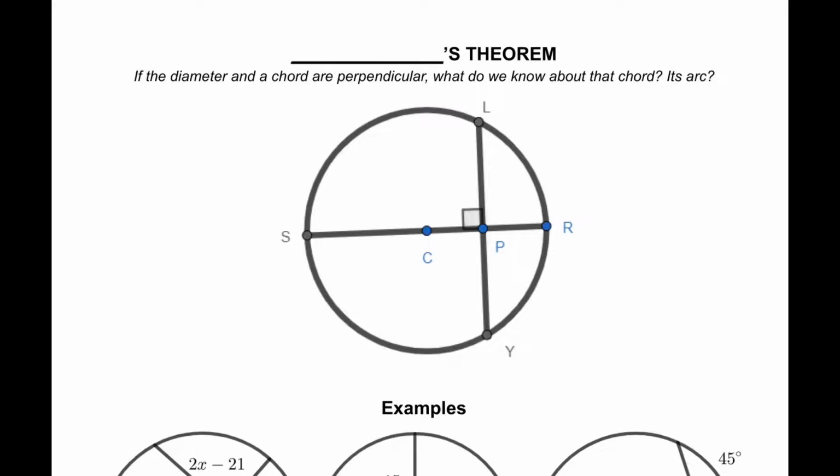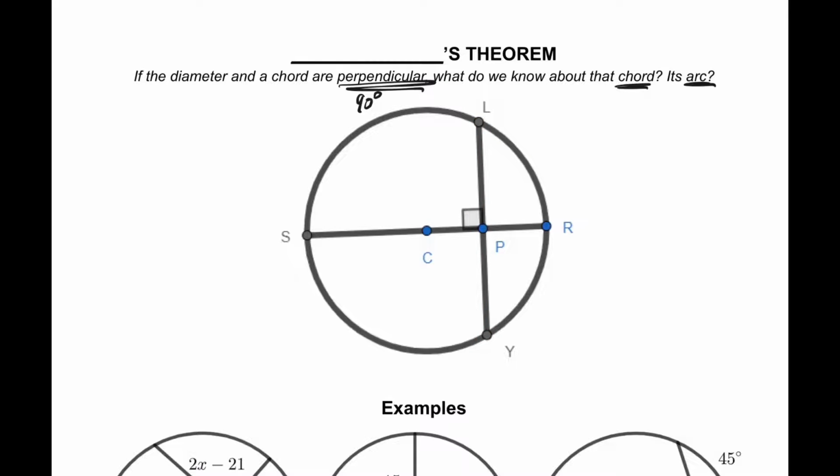Okay. So cool. Now this next theorem has to do with perpendicularity. So if the diameter and a chord are perpendicular, what does that mean? It means it's at 90 degrees, right? What do we know about that chord and its arc? Okay, so here's what we're looking at: the diameter and a chord. Here's a diameter that passes through C, right? You guys see this? It starts at S, goes all the way to C, then goes all the way to R. Okay. This guy, LY, that's just a chord because he doesn't pass through the center C.